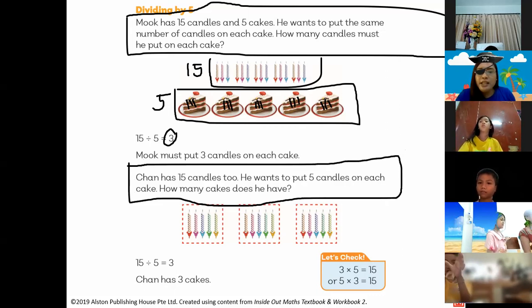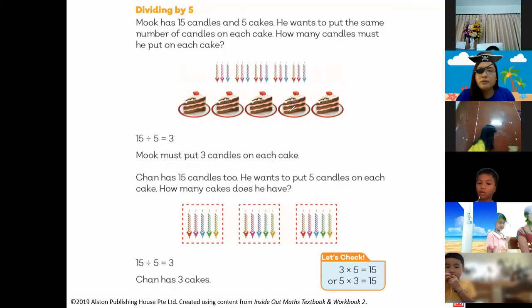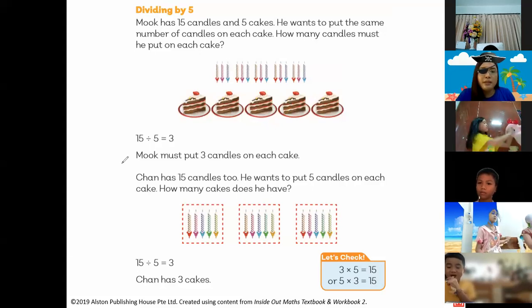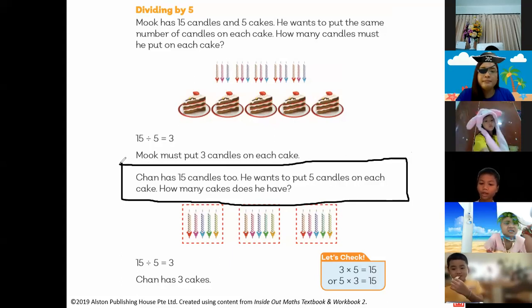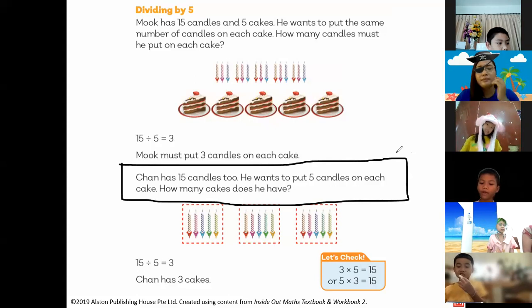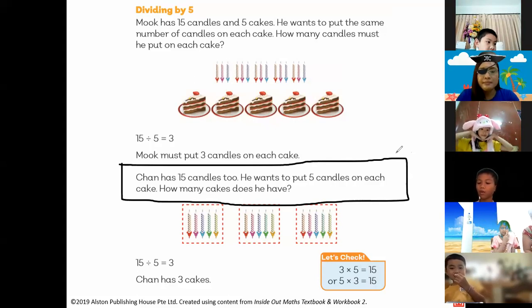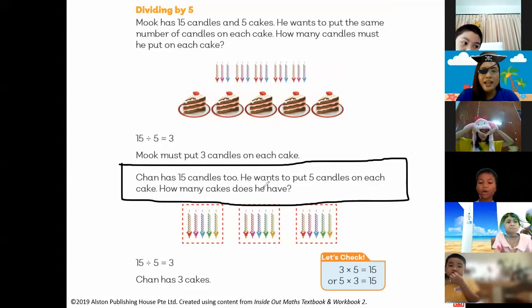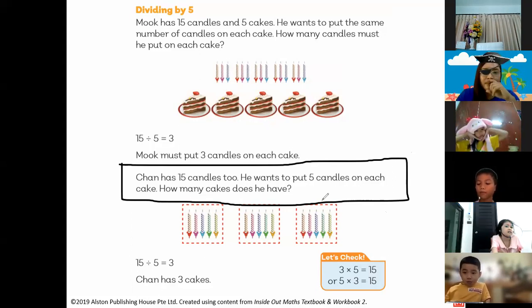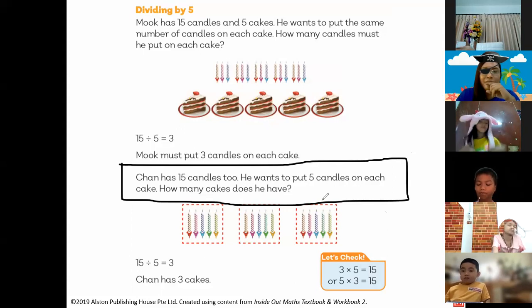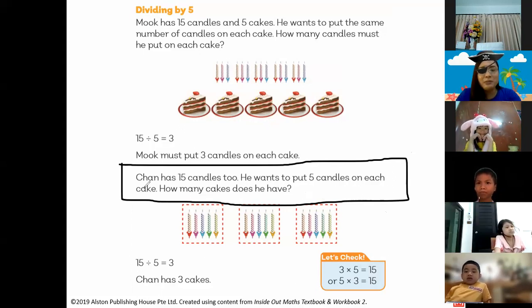T, can you read this part? Okay. Chan has 15 candles too. He wants to put 5 candles on each cake. How many cakes does he have? Okay, thank you. So I'm gonna read one more time.